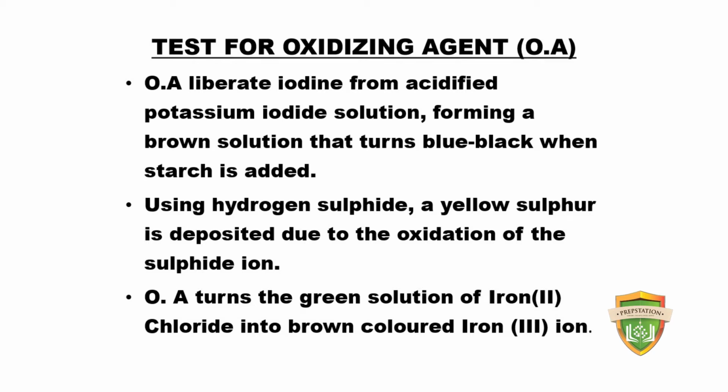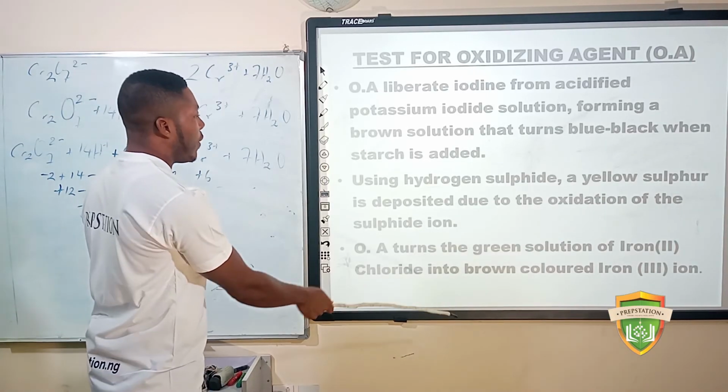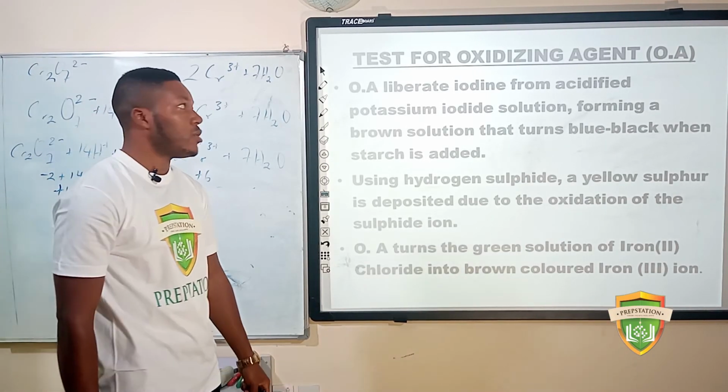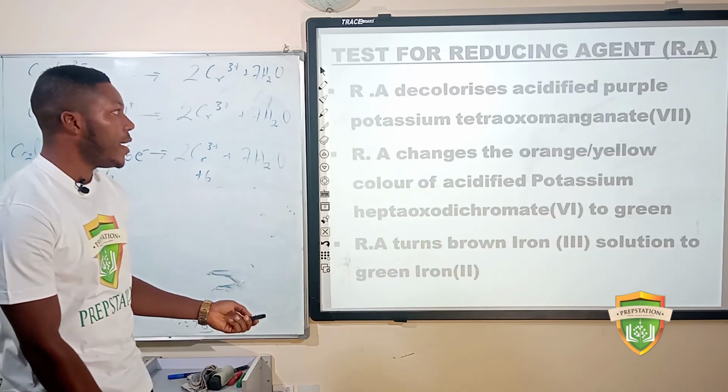Second test is by using hydrogen sulfide, which will give us a yellow sulfur deposit due to oxidation of the sulfide ion. The last one is very simple. It returns the green solution of iron 2 to brown colored iron 3. So whenever you see any of this, that compound contains what we call the oxidizing agents.